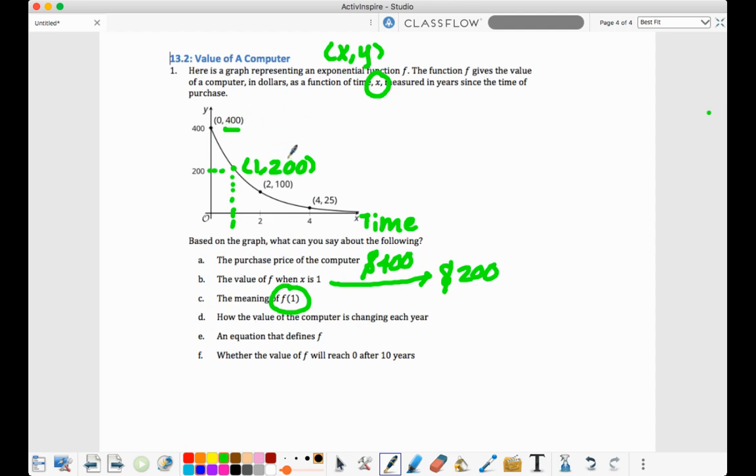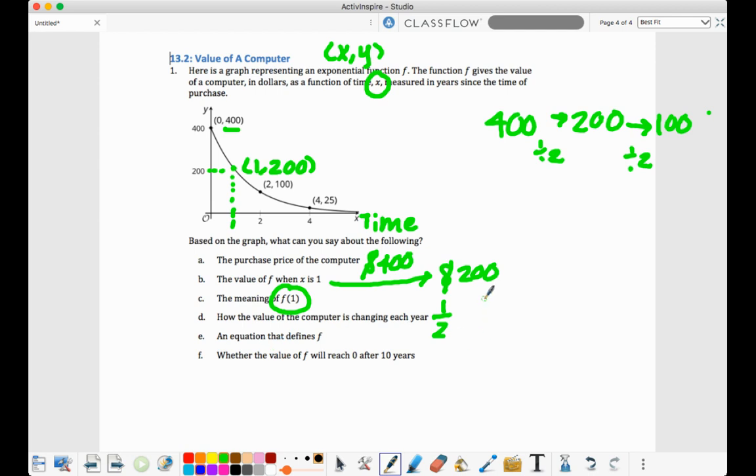So I noticed that the value went from 400 to 200. Then it went to 100 in year 2. So what is happening from 400 to 200 to 100? Think about if you can revise your answer any, or were you correct the first time? So the value is changing by 1/2. Half of 400 is 200. Half of 200 is 100. We're dividing by 2, which is the same as multiplying by 1/2.